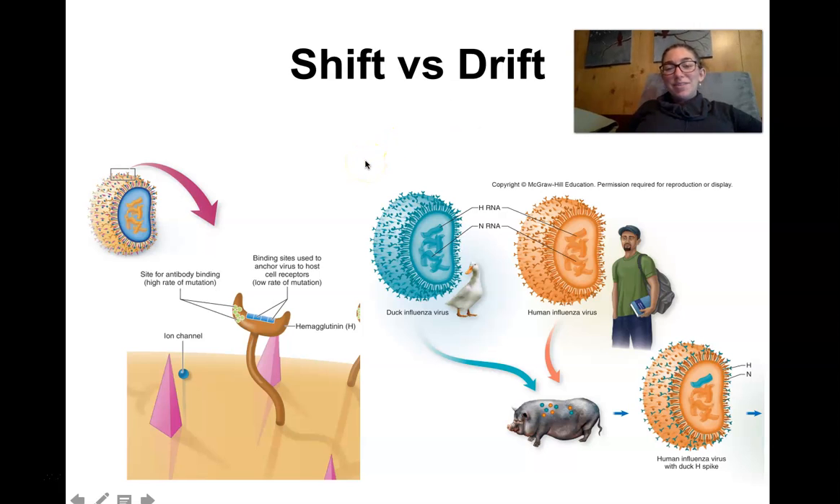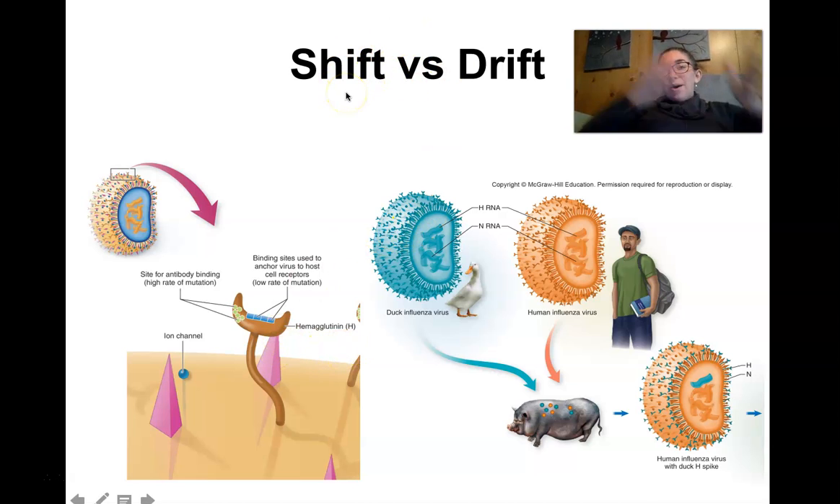Now, I put this backwards. I should change this slide. But on the left here is showing us drift, antigenic drift. Think of yourself in a boat and you're drifting along, you're just slowly moving, okay? So genetic drift is slow changes that are due to mutations during replication that make slight changes in the H and N molecules, the spike proteins on the surface. So these are slight changes that occur basically every time the virus replicates.